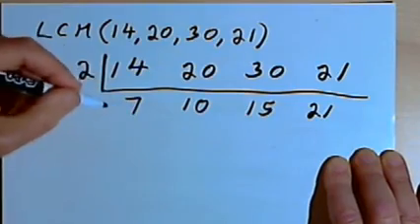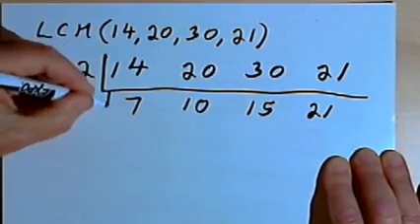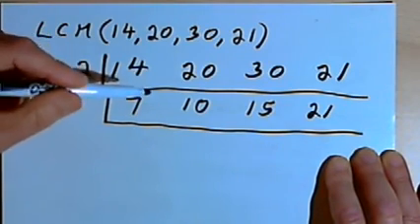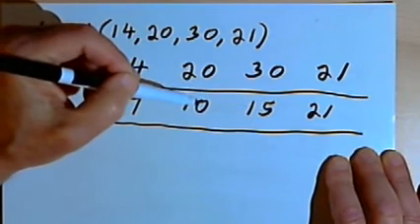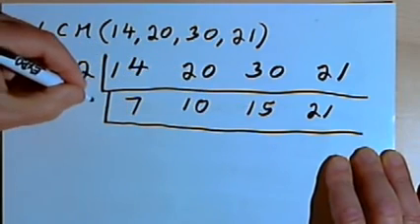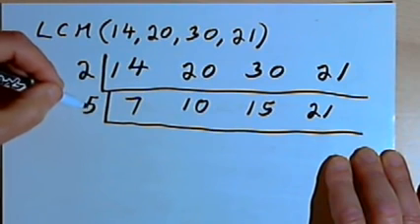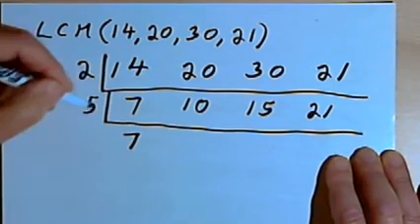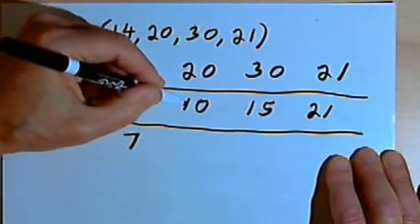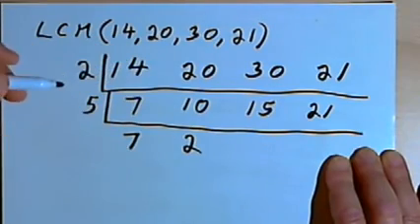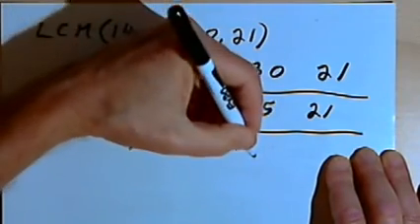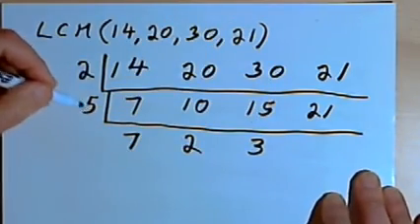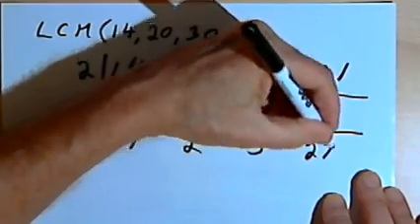I've got composite numbers here, 10, 15, and 21. So I'm going to start again. I'll make my box, and let's see. 10 and 15 are both divisible by 5, so I'll divide out a 5. So I've got a 5 next to the box. 5 divided into 7 does not go, so I'll bring down the 7. 5 goes into 10 2 times, so there's the 2 underneath the 10. 5 goes into 15 3 times, so I'll write that 3. And 5 does not divide 21, so I'll just write down the 21.